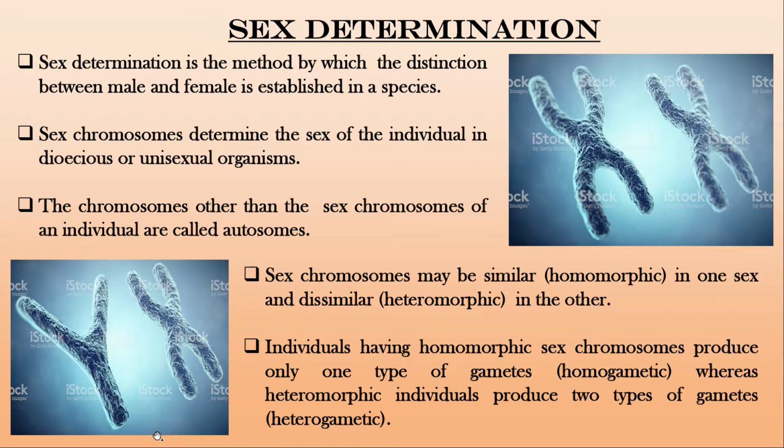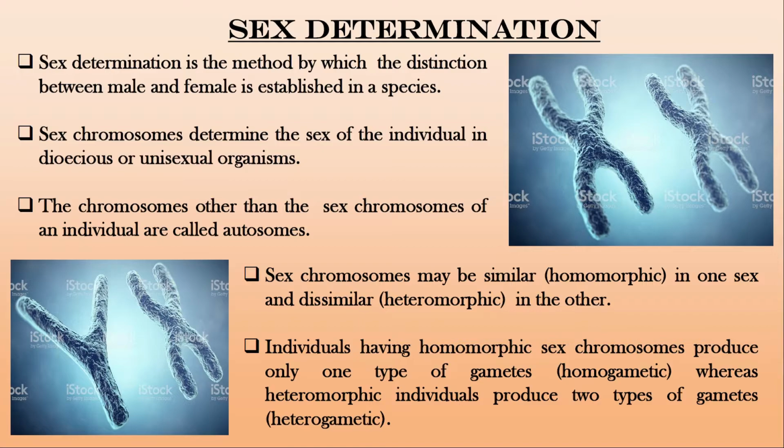Now let's see what sex determination is. Sex determination is the method by which the distinction between the male and the female is established in a species. It is initially established by chromosomes, and these chromosomes are called sex chromosomes. Sex chromosomes determine the sex of the individual in dioecious or unisexual organisms. Dioecious means male and female are separate organisms, and we call these unisexual organisms. The best example is the human being.